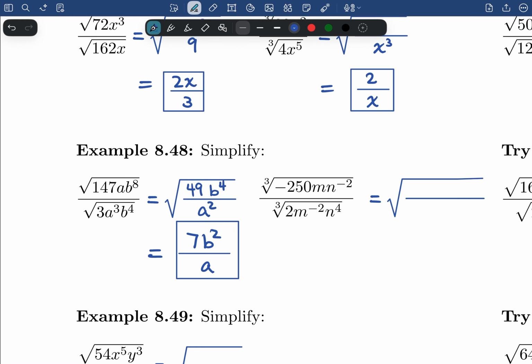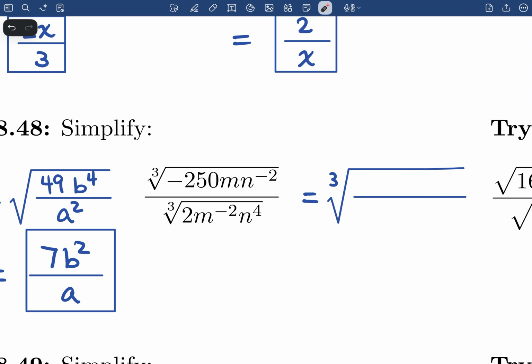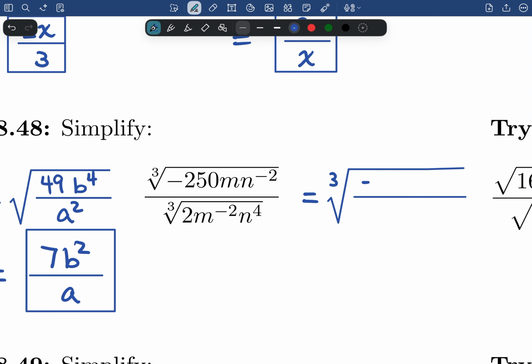Let's try another. So now we're going to move from a square root. We'll increase the index value from 2 to 3, so now we have a cube root. And let's combine these 2 radicals into a single radical. And that's a cube root, so I'm going to write a 3 there. Negative 250 divided by 2. That's what I'm going to simplify. And that gives me negative 125 divided by 1.